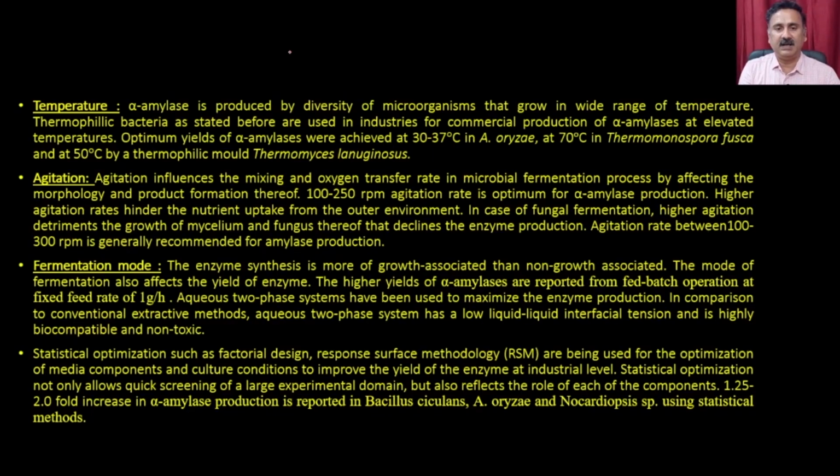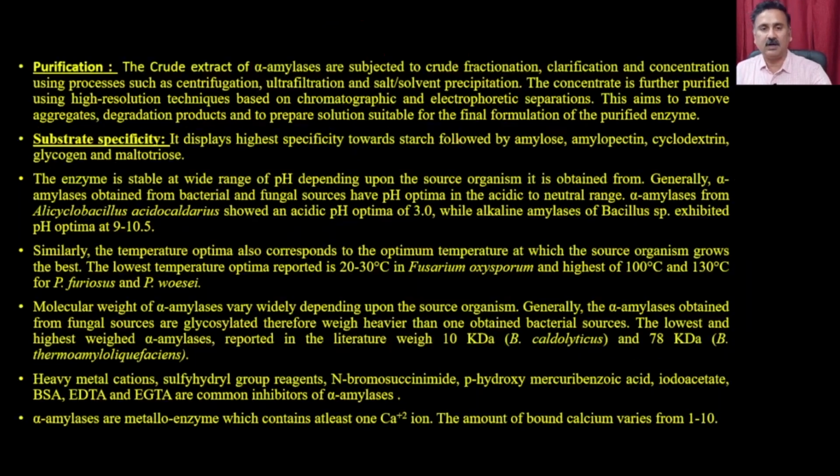Once you have produced the amylase, the next task is purification, right? You have to isolate this, and you are going to do that with the help of different types of chromatography systems or fractionations. The crude extract of alpha amylases is subject to crude fractionation, clarification, and concentration using processes such as centrifugation, ultracentrifugation, or salt precipitation. The concentrate is further purified using high resolution techniques such as chromatographic and electrophoretic separation. This aims to remove the aggregates and degradation products, and to obtain a solution suitable for the final formulation of the purified enzyme.